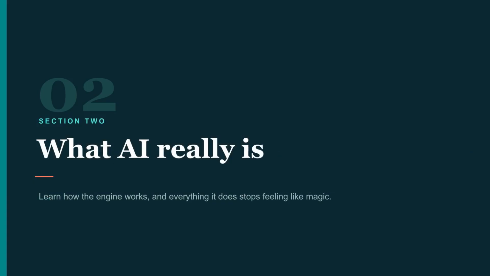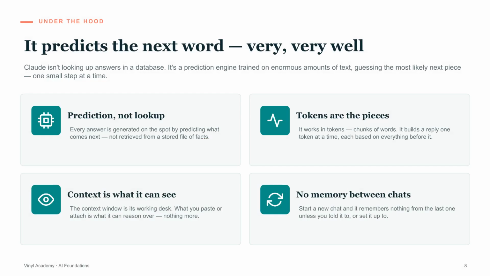Section 2. What AI really is. Learn how the engine works, and everything it does stops feeling like magic. Under the hood, Claude predicts the next word very well. It's not looking answers up in a database. It's generating them on the spot, one token at a time, each based on everything before it. What it can see is the context window, its working desk. And by default, it has no memory between chats. Understand that, and everything else it does stops feeling like magic.